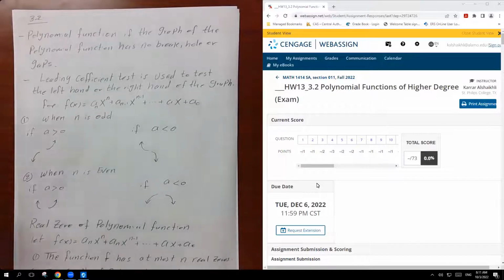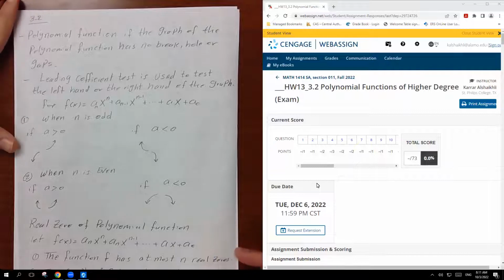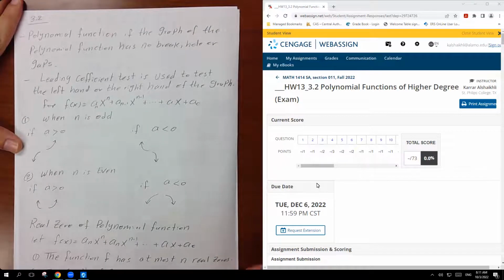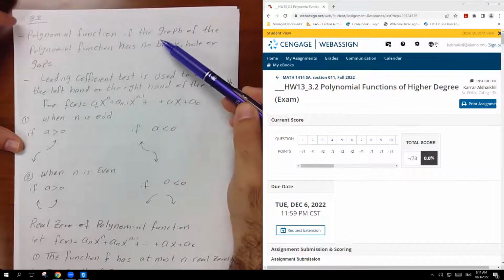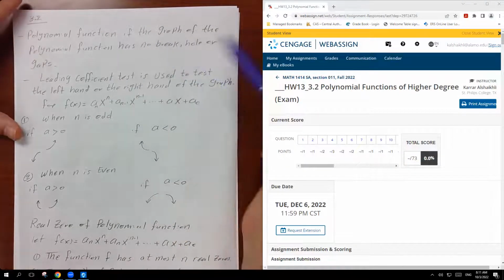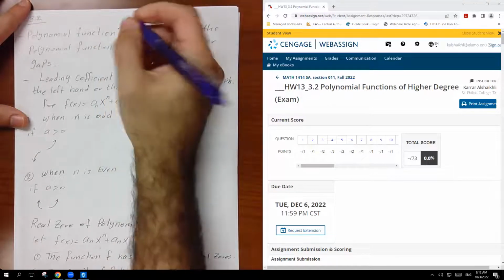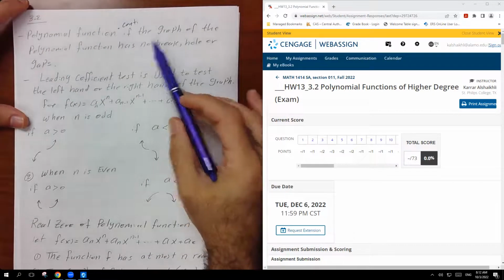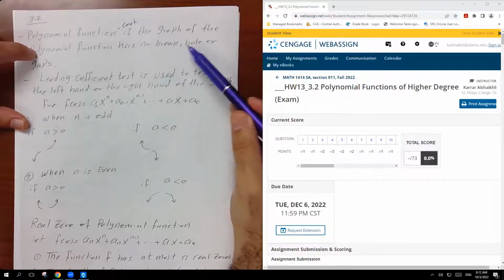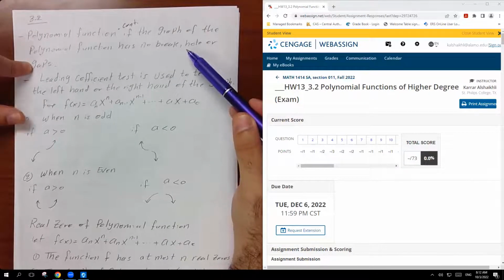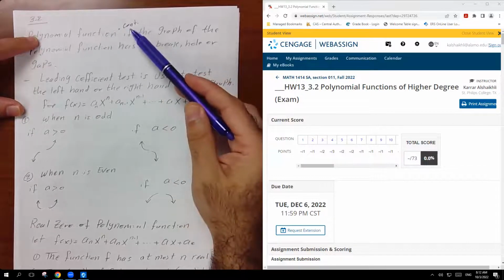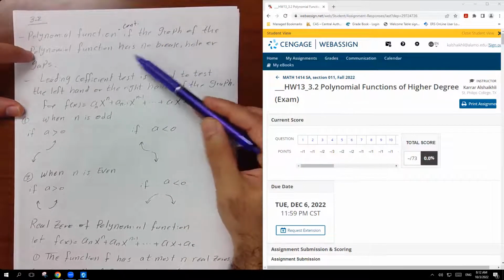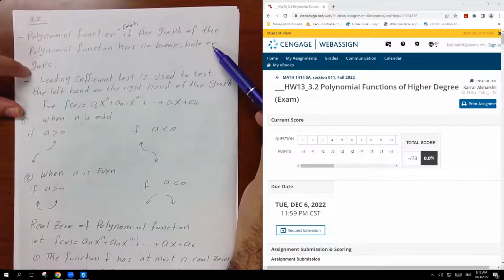Start section 3.2, polynomial functions with higher degree. A polynomial function is continuous if the graph of the polynomial function has no breaks, holes, or gaps. Write down: a polynomial function is continuous if its graph has no breaks, holes, or gaps.